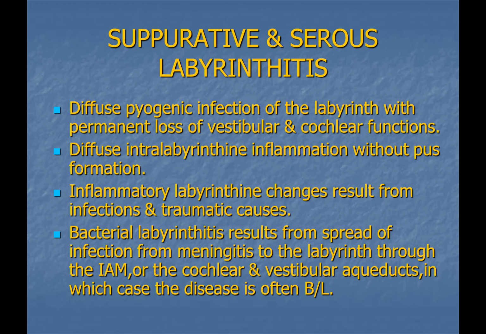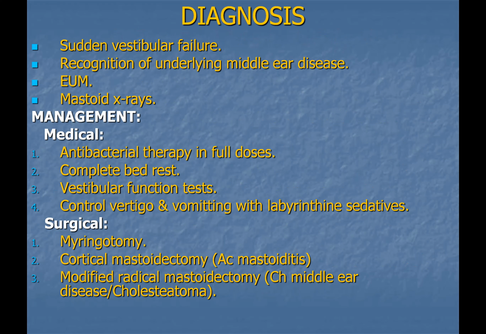Whereas in suppurative labyrinthitis, patient would have severe vertigo. His vestibular and cochlear functions are lost. Patient would have a dead ear. He would have spontaneous nystagmus, and the fast component of the nystagmus is away from the diseased ear, that is towards the normal ear. The treatment plan is the same for all types of labyrinthitis.